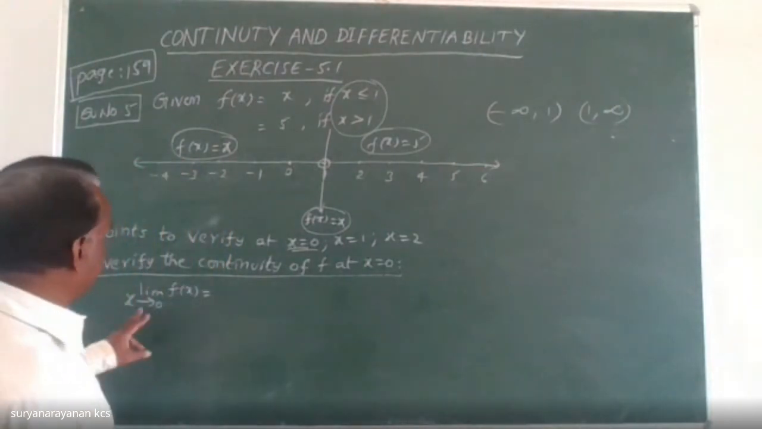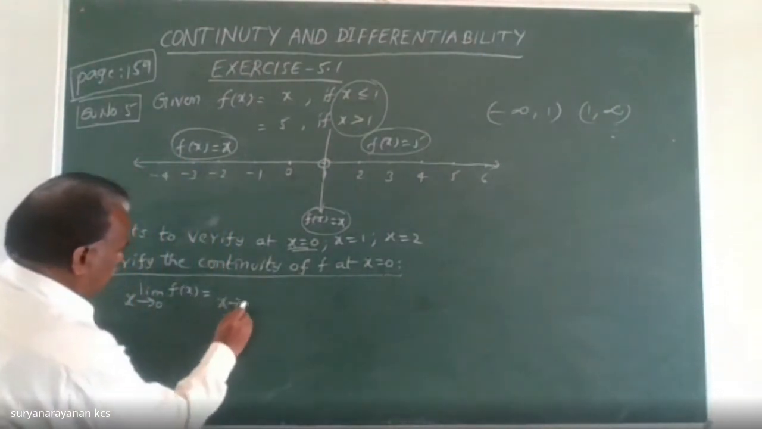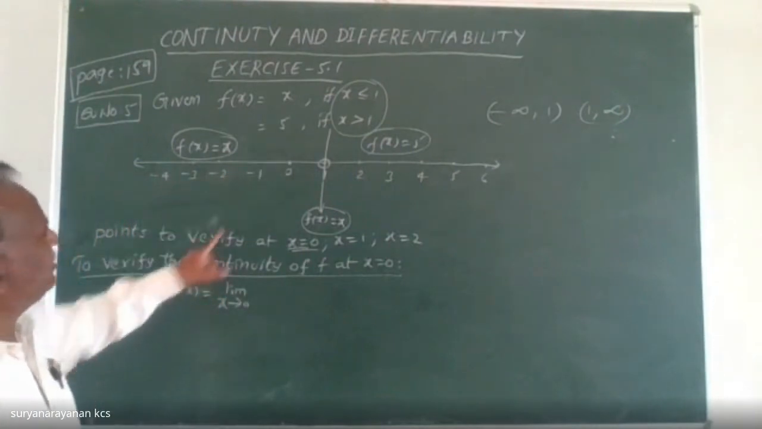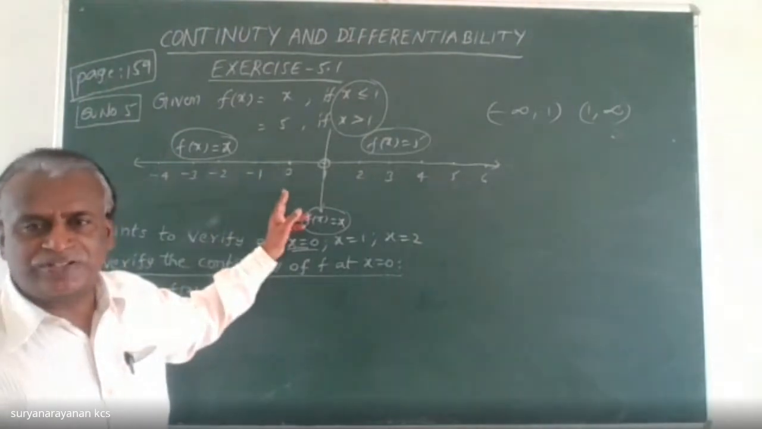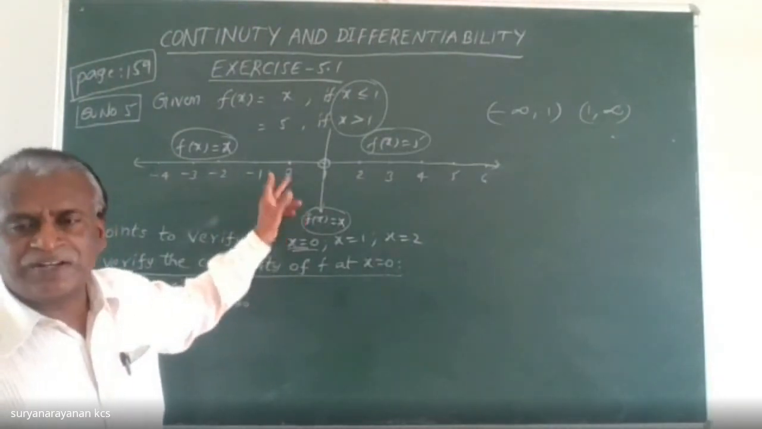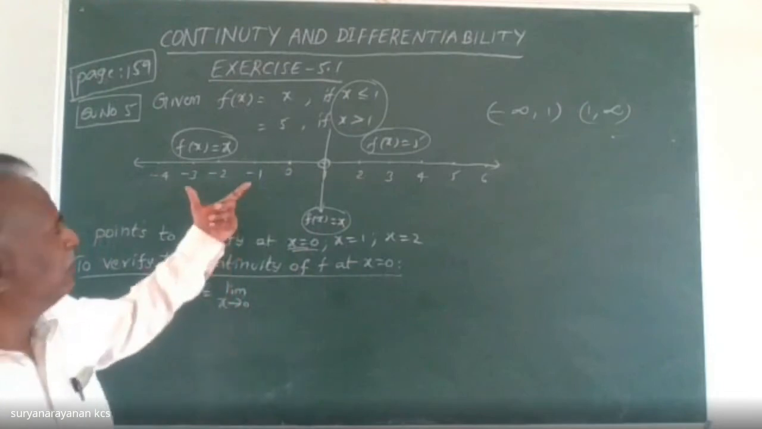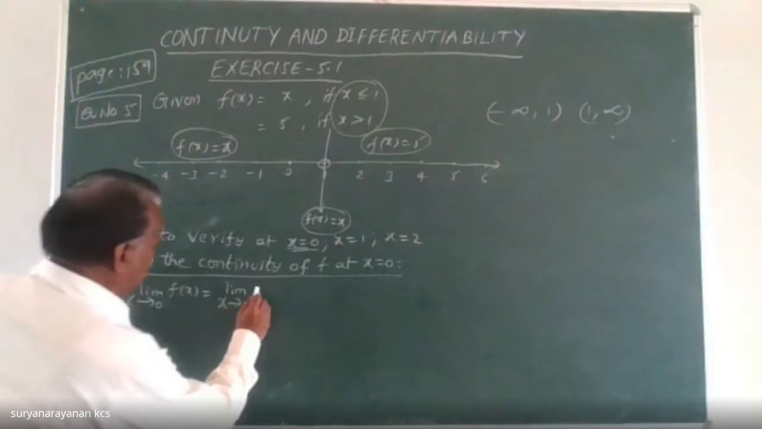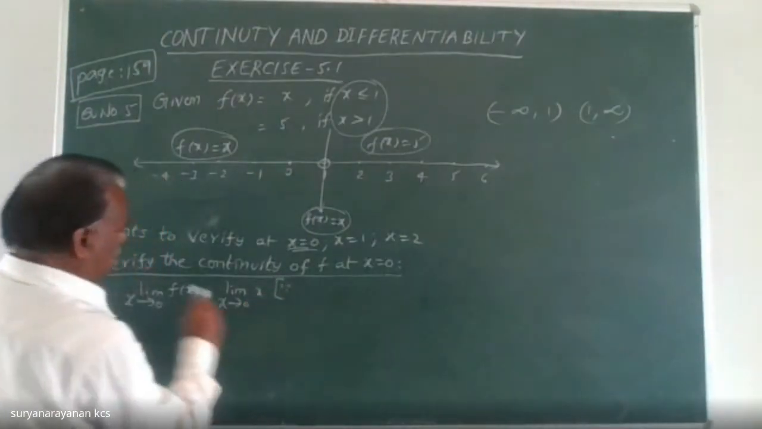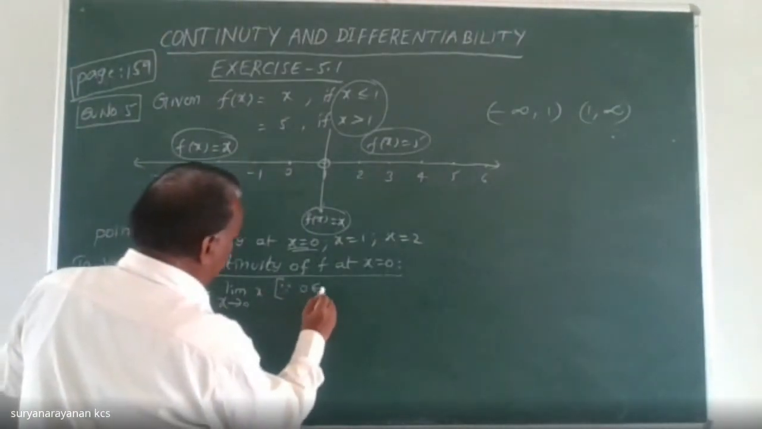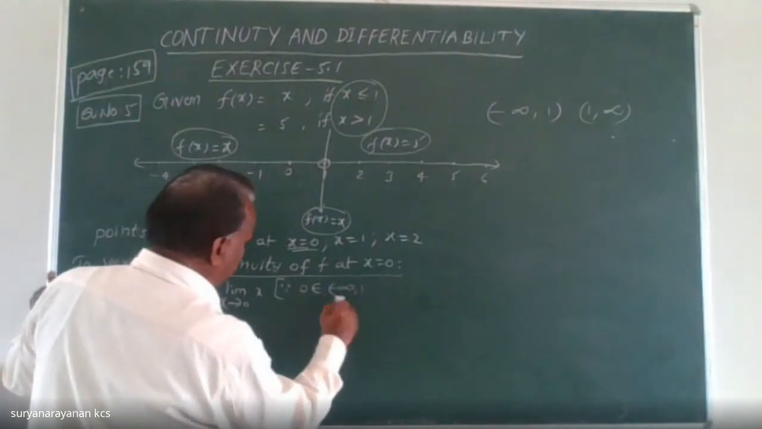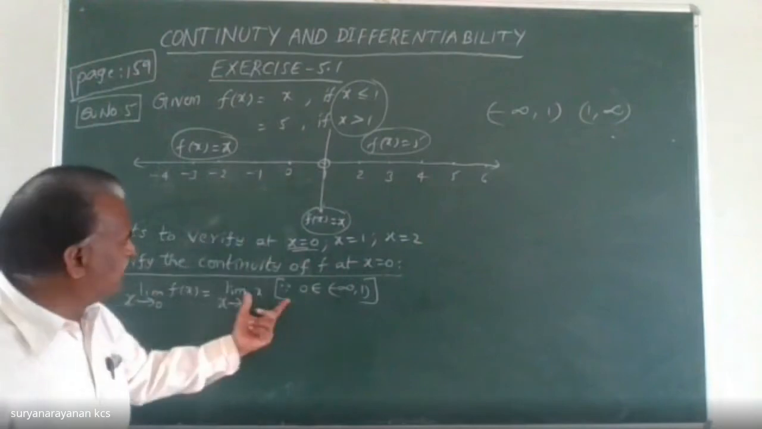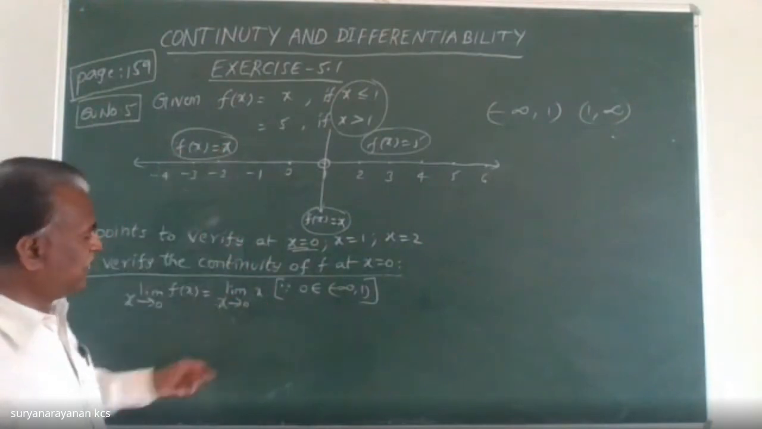Now find as x tends to 0, limit. In which interval is the point 0? In this interval only, the point 0 is there. Then what is f of x here? In this interval, what is f of x? X, sir. X only. Because 0 belongs to minus infinity comma 1, this number lies in this interval only. That is why we have taken f of x is equal to x.